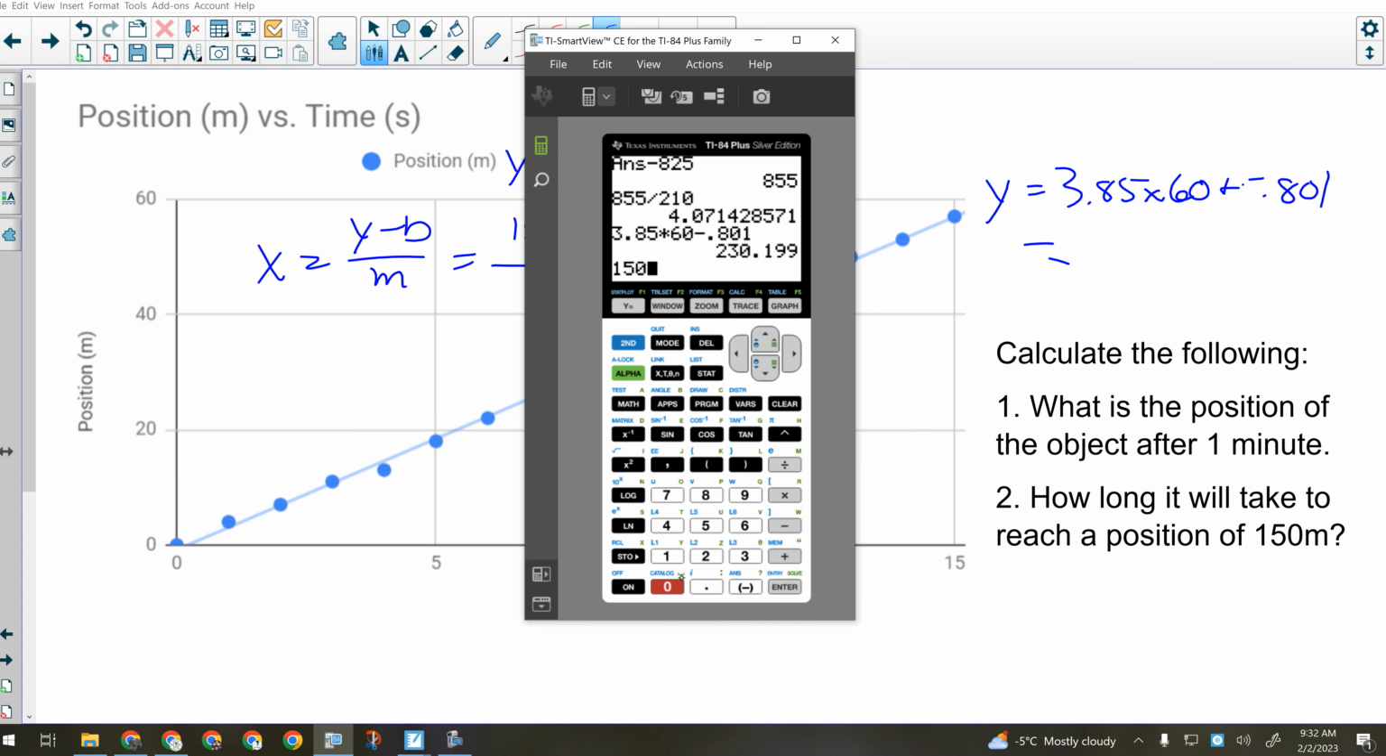So 150 plus 0.801, because subtracting a negative is like adding, and then divide that by 3.85. So it would take 39.2 seconds. Is that ringing a bell? You definitely would have been asked to do stuff like that in Science 10 for sure.